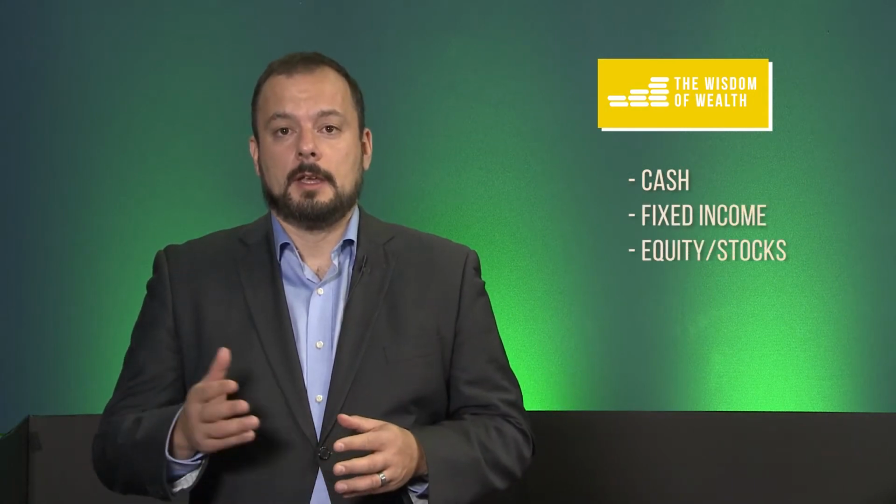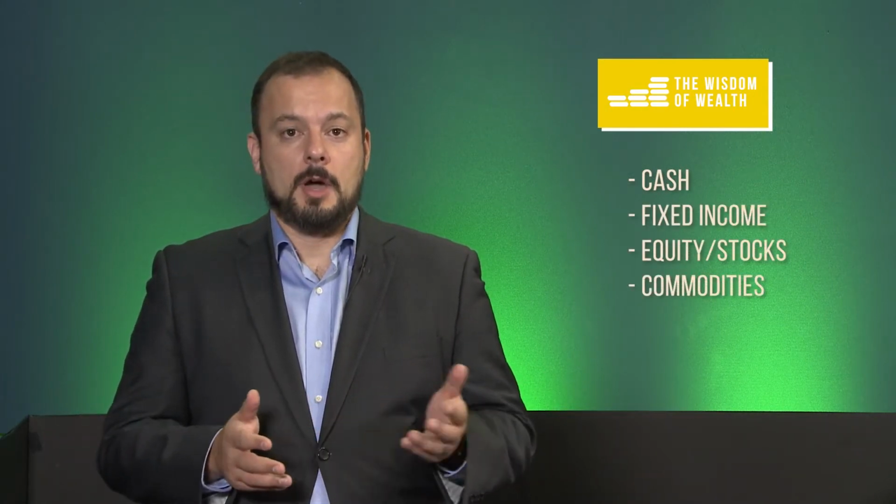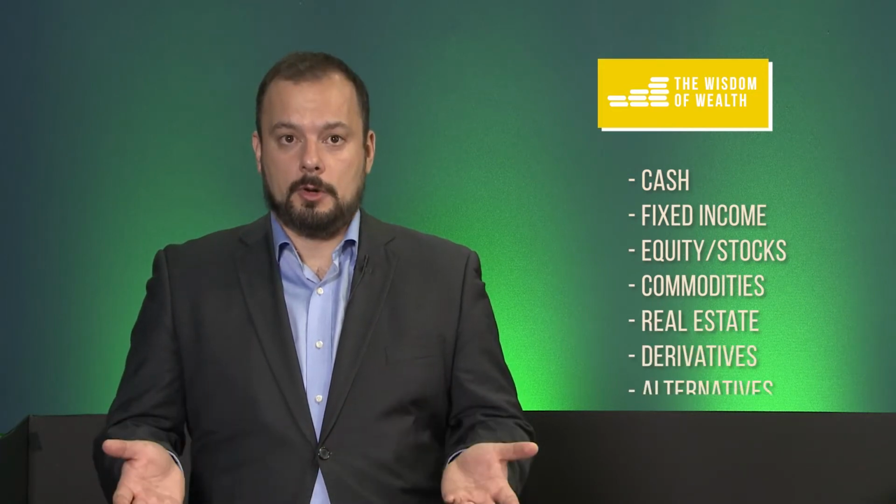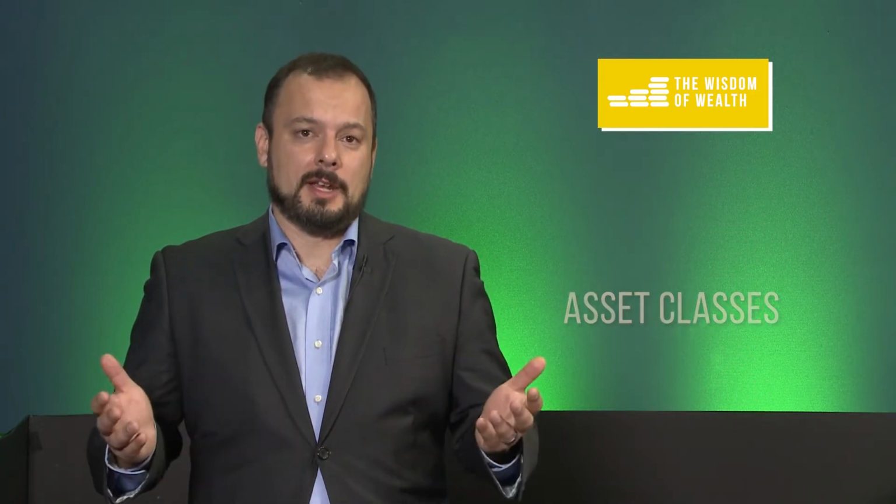There are lots of options out there for how to invest your money. But in the end, just about every investment falls into one of a handful of categories, specifically cash, fixed income, equities or stocks, commodities, real estate, derivatives, or alternatives. These categories are known as asset classes, and I'm going to review what all of these are and what they mean today.